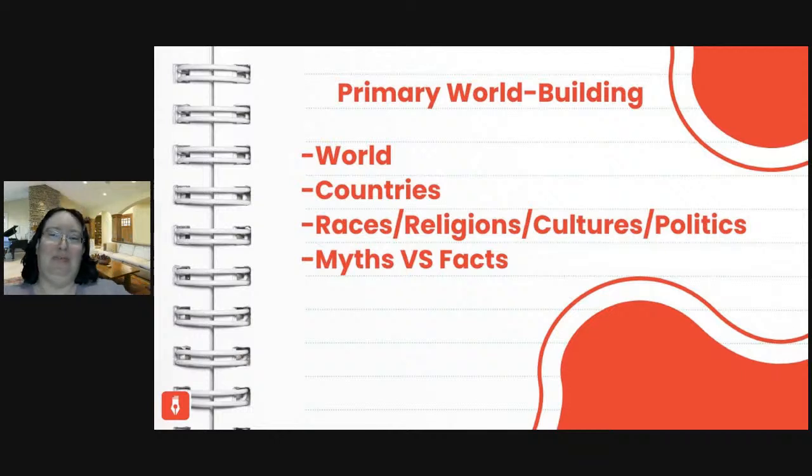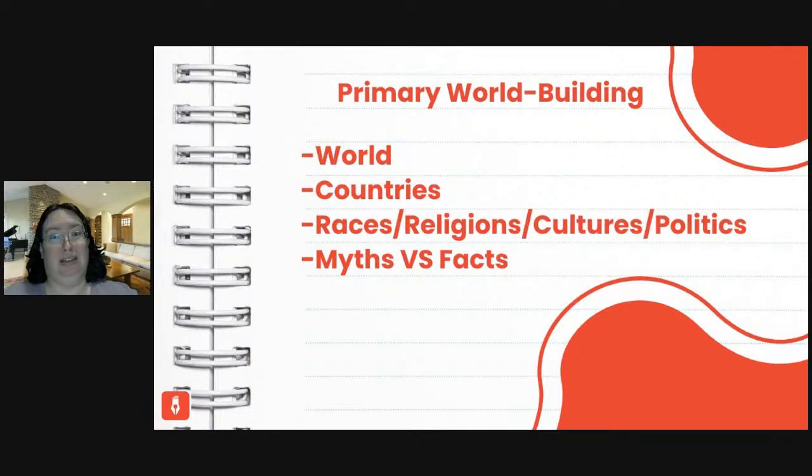So after you finish your characters, we're going to move into fleshing out your world. This is the last step that goes into what you're tracking on your outlines, right? Your primary world building. On the primary world building, you should have the world level. What world is this taking place in? Is this our world? Is this a dual reality version? Is this a completely different world? What countries exist within that world? What races or religions or cultures or politics exist within that world?